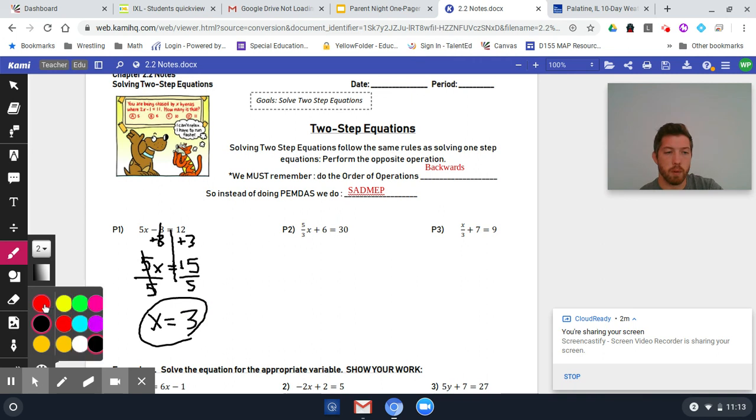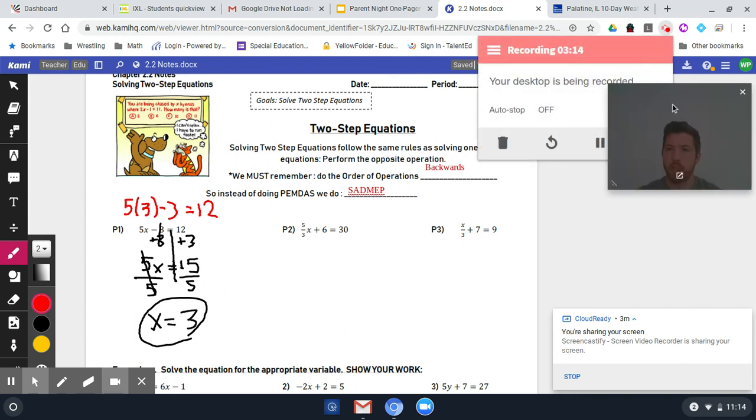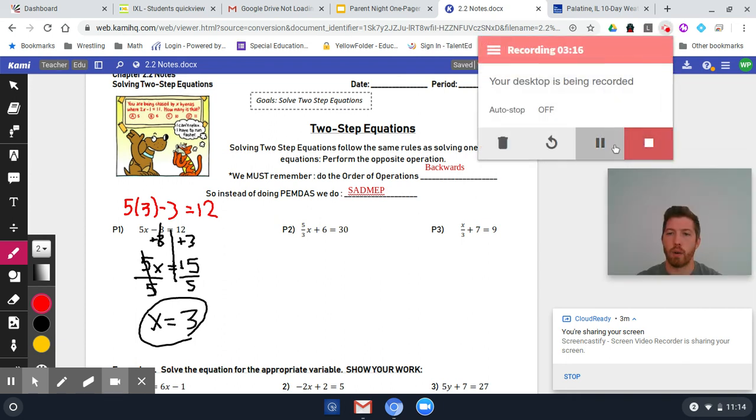Now we can always double check our answer by doing 5 times 3, which is 15, minus 3. Does that equal 12? It sure does. So we are good to go. That is a true statement. So that was a two-step problem. Now let's look at another one. The big difference is this one includes a fraction. We're going to do that one a little differently, but still it's not a lot going on.